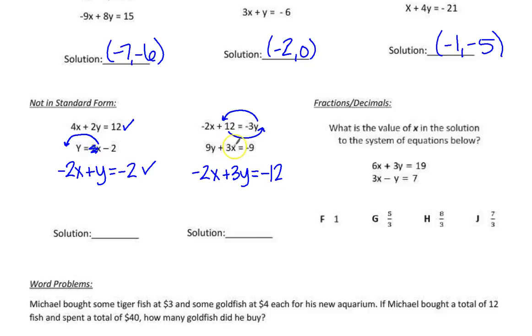So I don't have to do -3 and -9. Since they're already on the correct side, I just got to switch them. So I need the x first, positive 3x first, the y second, positive 9y second, equals, and then -9.